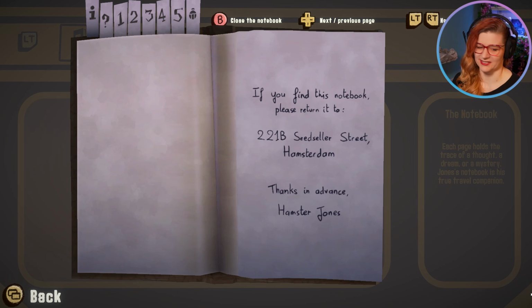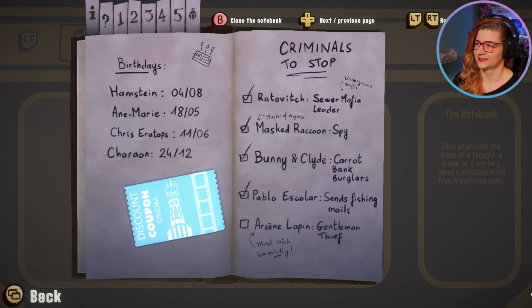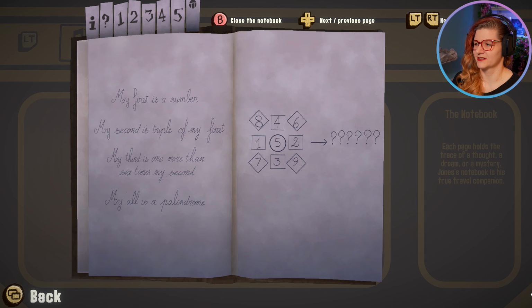I came up with just a rule where it was like 3, 9, 55, and then 9 and 3 at the end reversed, but by the rules here, my first is a number, my second is a triple of my first, my third is 1 more than 6 times my second, and my all is a palindrome. It sort of made sense, it also sort of didn't, because I had to apply some rules I came up with, and then it didn't work.